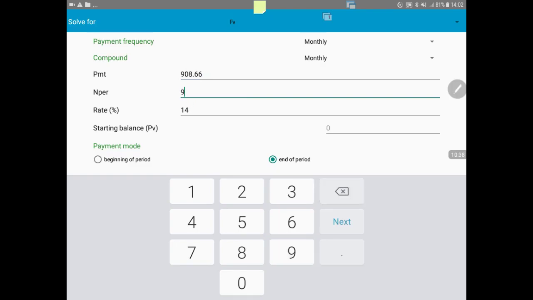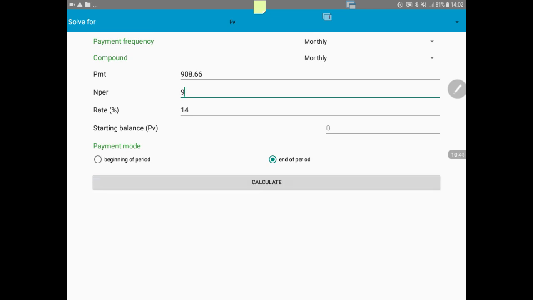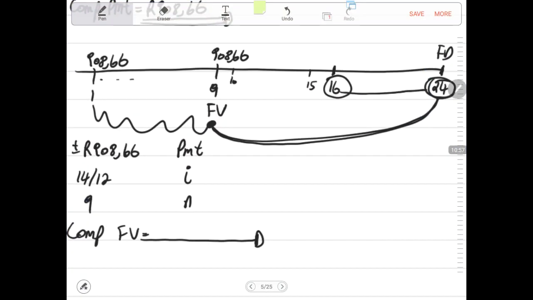The interest is at 14%, and I have checked everything now. Payment frequency monthly, compounded monthly, 908.66, N is 9, interest is 14. Payments are taking place at the end of the period. We have 8,570.15. So that will be what is in the account at the end of month 9. And I think now you know that our focal date is month 24.